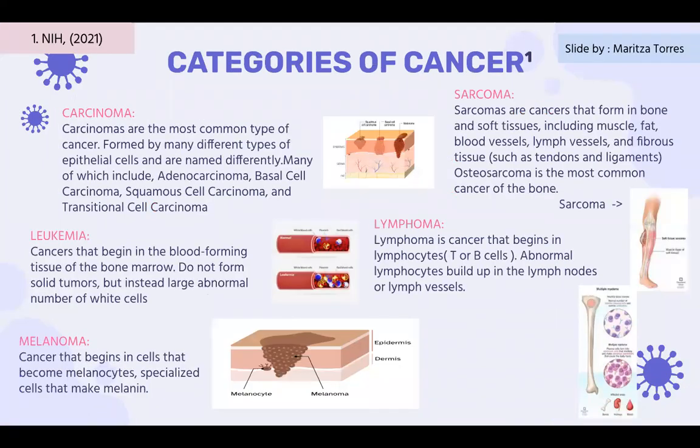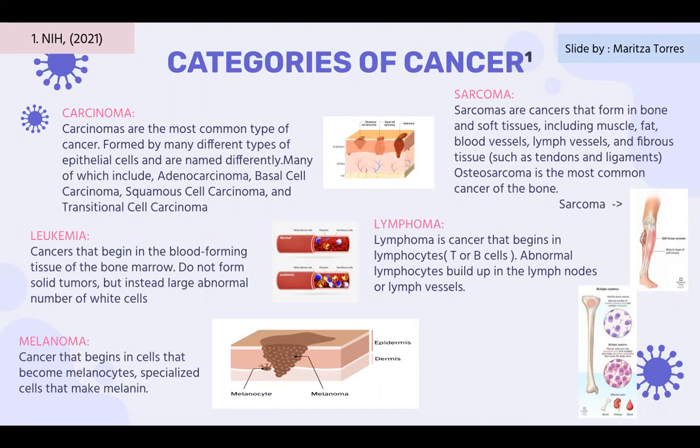The categories of cancer are carcinoma, leukemia, melanoma, lymphoma, and sarcoma. Carcinoma is the most common type of cancer, formed by many different types of epithelial cells and named differently, many of which include adenocarcinoma, basal cell carcinoma, squamous cell carcinoma, and transitional cell carcinoma. Leukemia is usually the cancer that is in the blood.